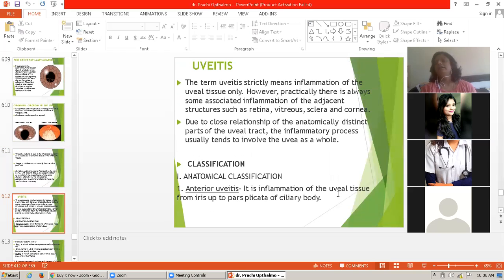Okay. Then the uveitis. So the term uveitis strictly means the inflammation of the uveal tissue only. However, practically there is always some associated inflammation of the adjacent structures such as retina, vitreous, sclera, and the cornea. So, due to the close relationship of the anatomically distinct parts of the uveal tract, the inflammatory process usually tends to involve the uvea as a whole. So, when there is an inflammation of the uveal tissue, then it is called uveitis.